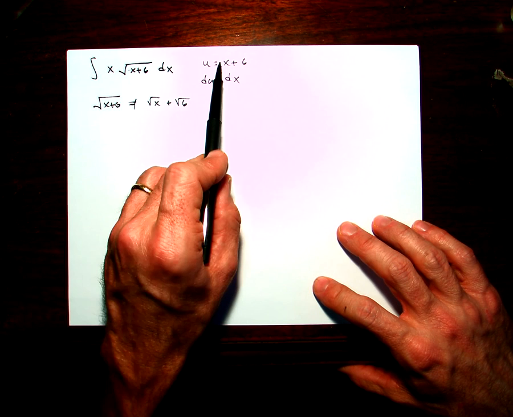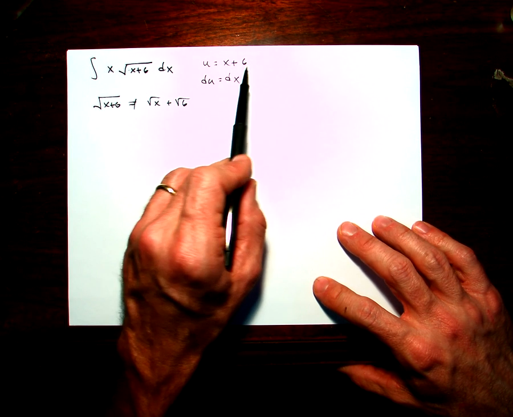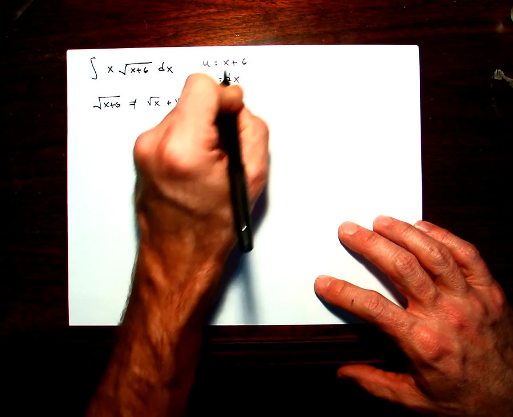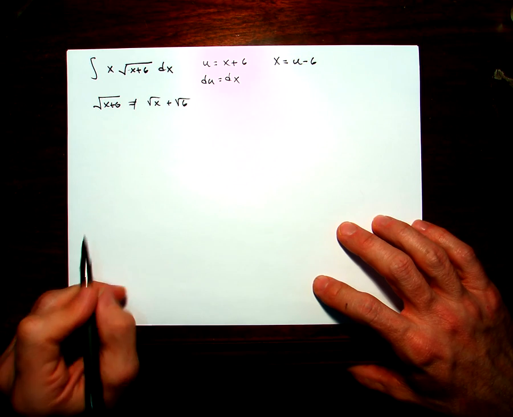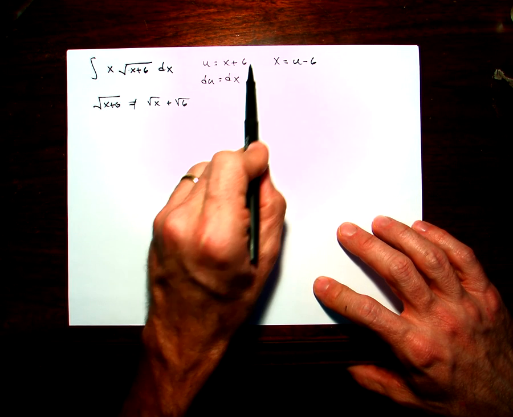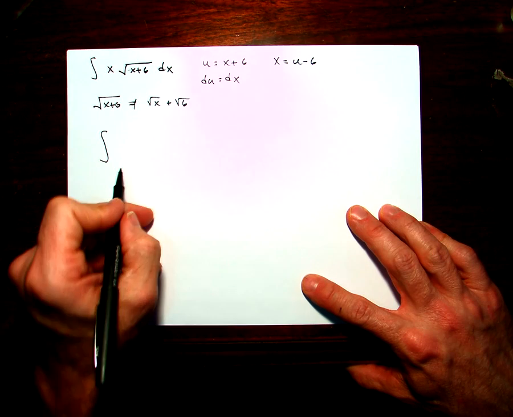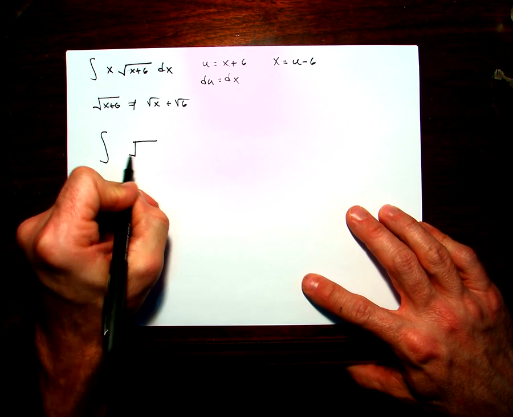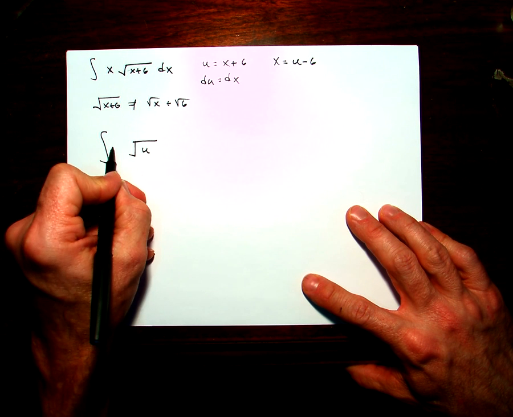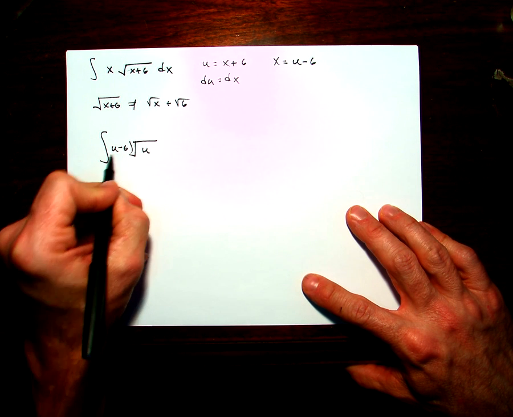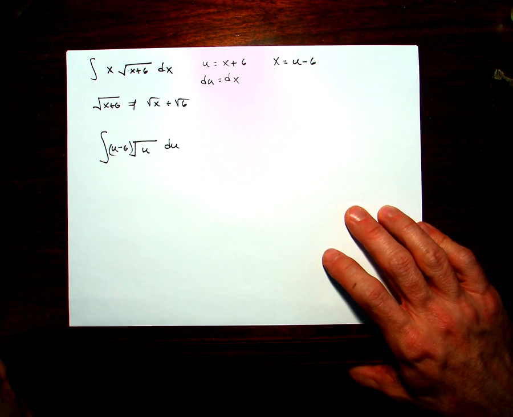Although the derivative of x plus 6 is not x, I could solve for x in terms of u here. In other words, if u equals x plus 6, then x equals u minus 6. So let's just go ahead and come down here and do this. I'm going to put in u for x plus 6, so I'm just going to have the square root of u. And for x, I'm going to have u minus 6. I'm going to substitute that. And then du is the same as dx.